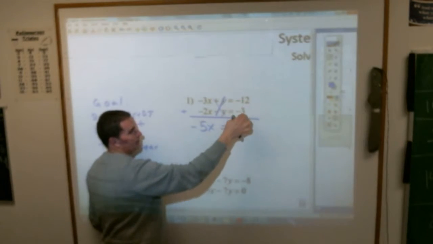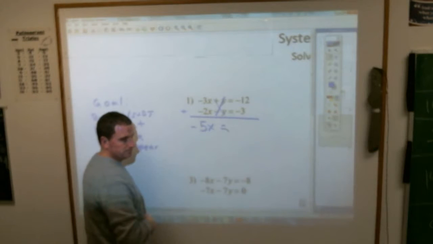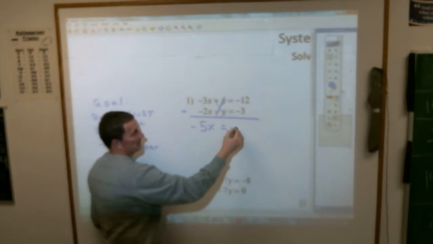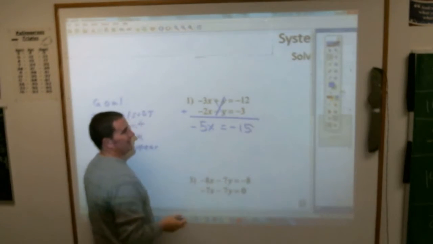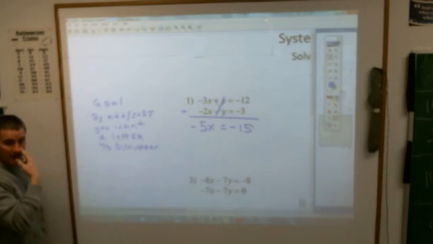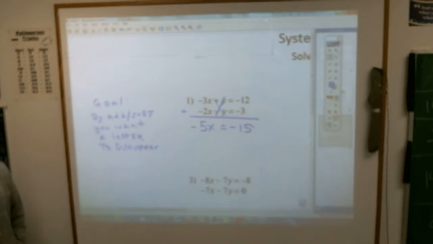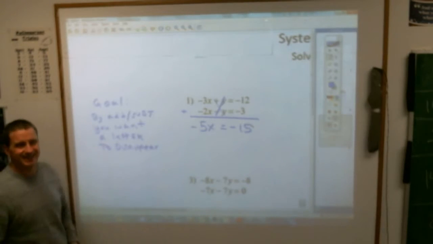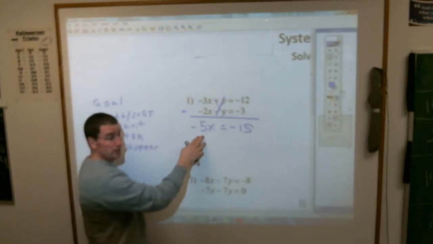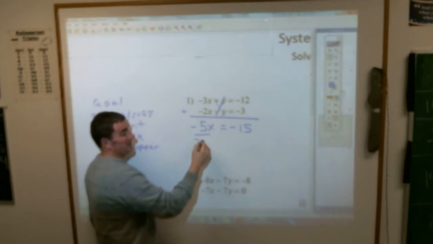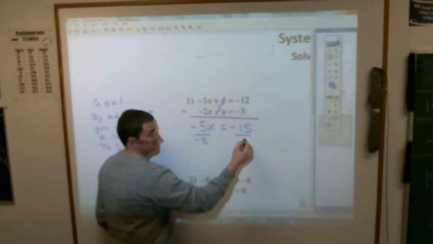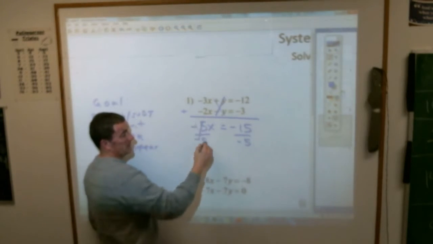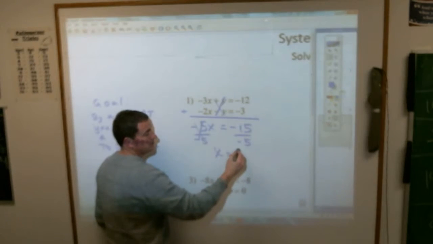If I have a negative 12 plus a negative 3, negative 15. And by adding those two equations together, the y has been eliminated, and I only have one letter that I can now solve for. How do I solve this new equation? Just divide by negative 5. X has to equal 3.